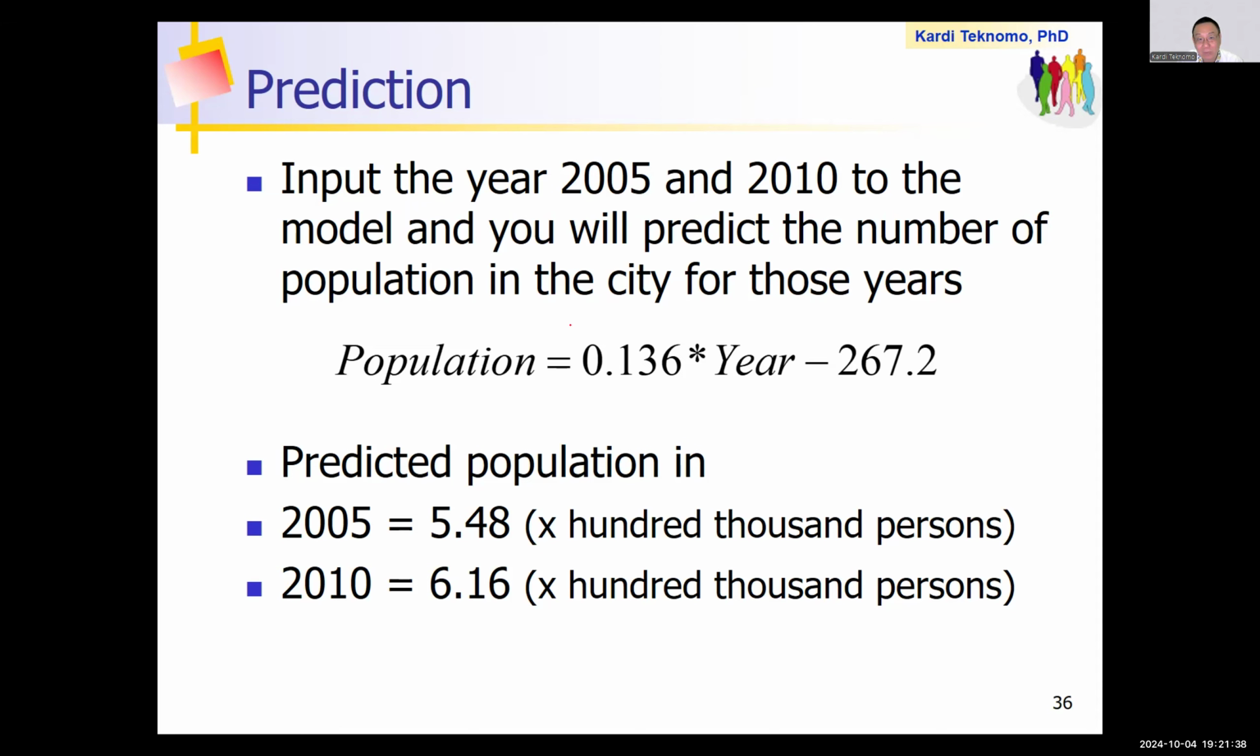In that case, because the input is year, if you know the year, then you can predict the population. Simply inputting 2005 and 2010 in the year here, you will get this value. Right? Up to here, is there any question or feedback?